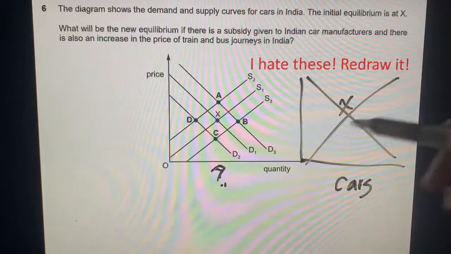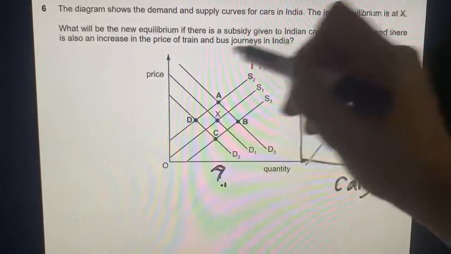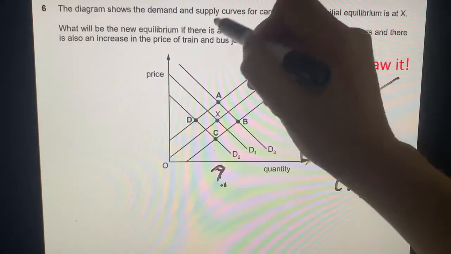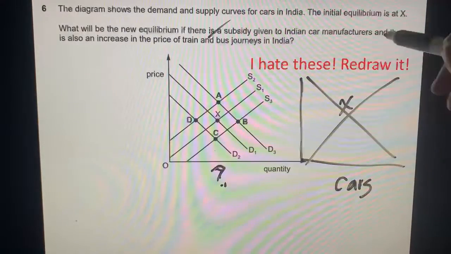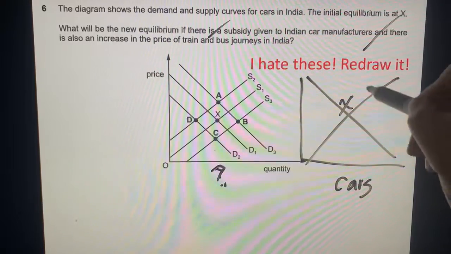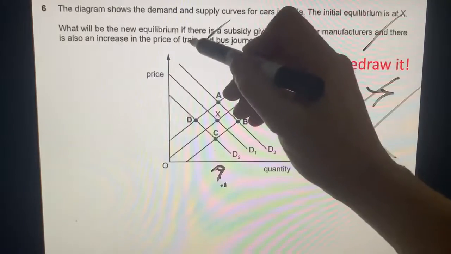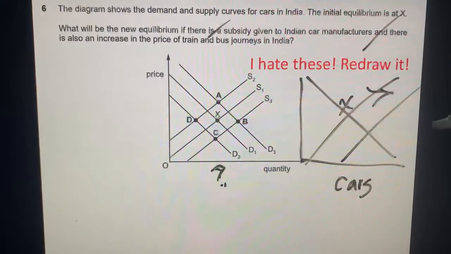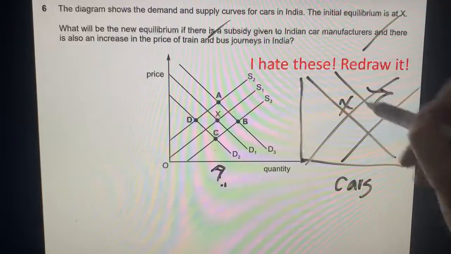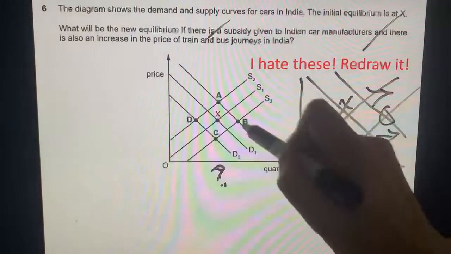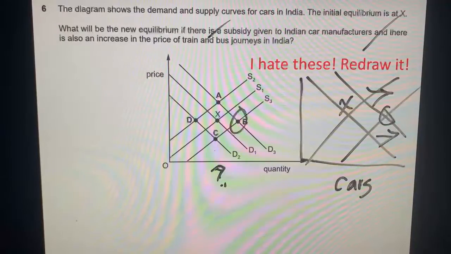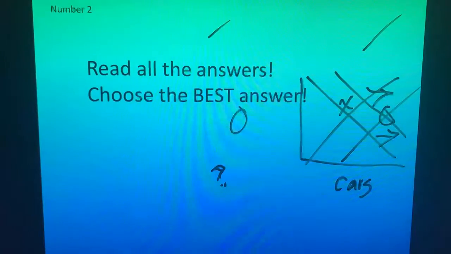Okay, and usually two things will happen when they give you so many lines. There's a subsidy given to Indian car manufacturers. That will shift supply to the right. And there's also an increase in the price of train and bus journeys in India, which will probably increase demand for cars. So we end up here. There's the answer. And I don't try to look at A, B, C, D and guess. I just find the answer and then find it on their graph. Oh, I need to erase this.